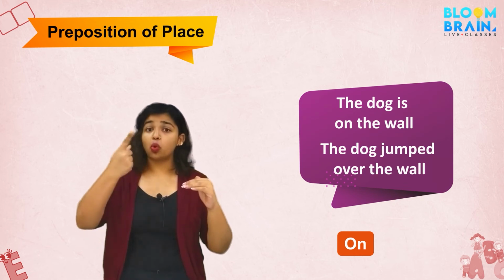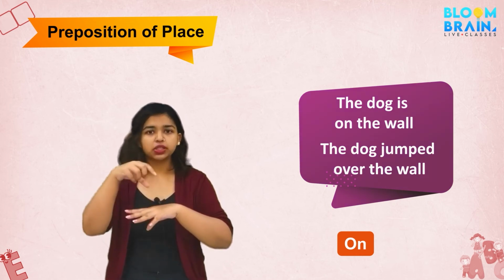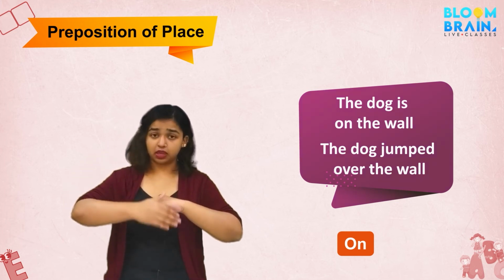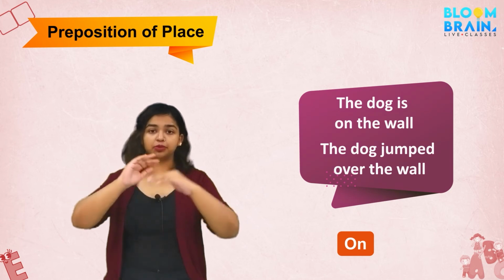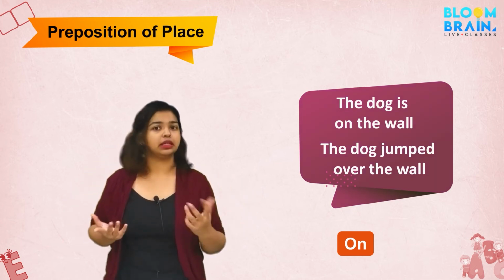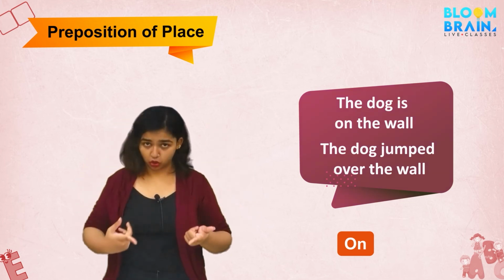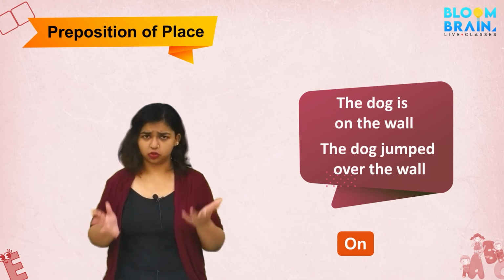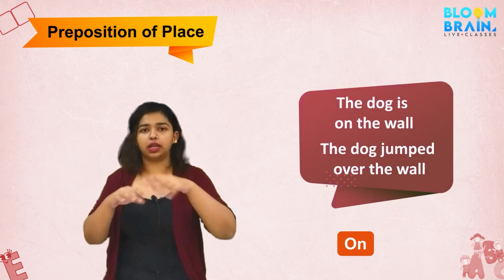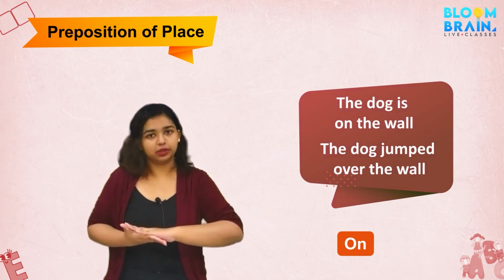Okay, so over means that the dog did not really touch or stay on the edge of the wall. He moved, so there's a certain gap. So let's say this is the dog and he's jumping, right? As you can see, there's the dog and he's jumping over the wall or over the fence, whatever. The book cannot be over, it cannot fly, right? So the book is on the table.